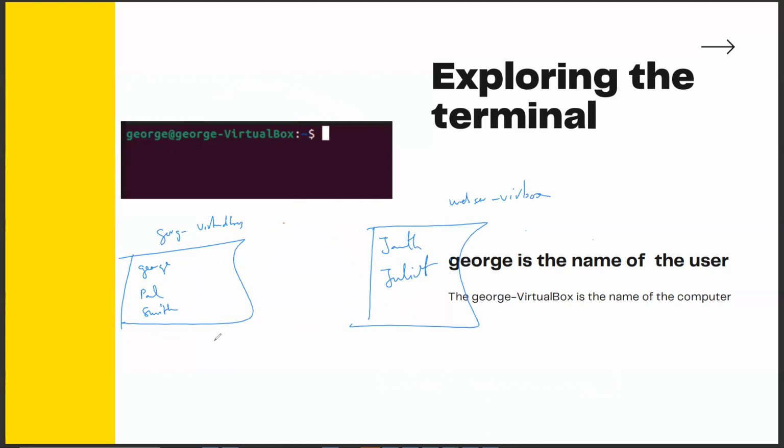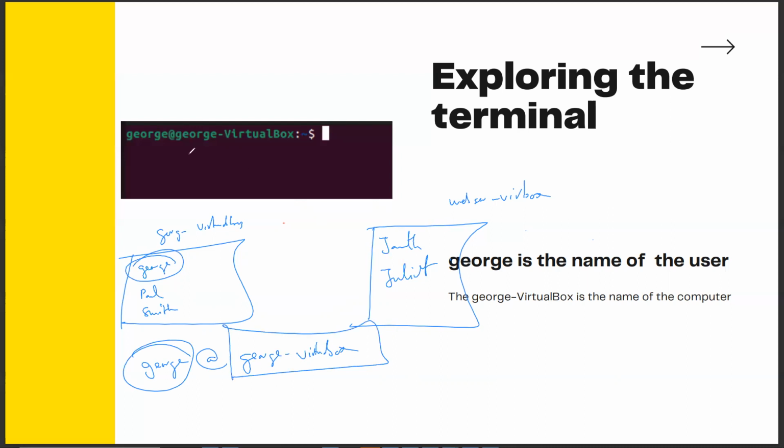So what we're saying is that if I'm going to log in as George on this machine, when I go onto my command prompt, it would say something like George @ George-VirtualBox. Once I see this, it should give me an indication I'm logged in as George and I'm on this particular machine. This is what this is saying to us. It's not doing any extra thing.